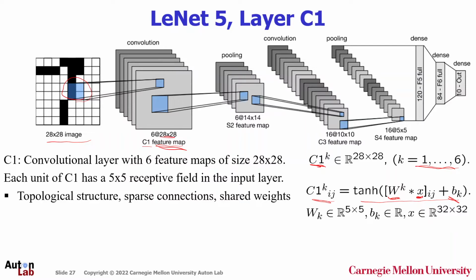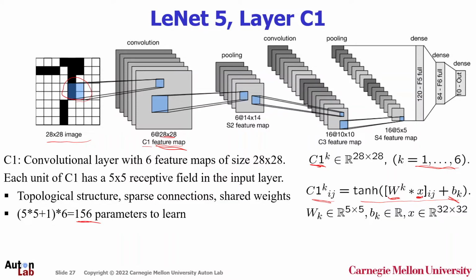Now let's calculate how many parameters we need to train this convolutional layer. The size of the convolutional kernel is 5 by 5. That's 25 parameters. We also have a bias parameter. That's altogether 26 parameters. We, however, have 6 of these feature maps. So altogether, this is 26 times 6, 156 parameters to learn.